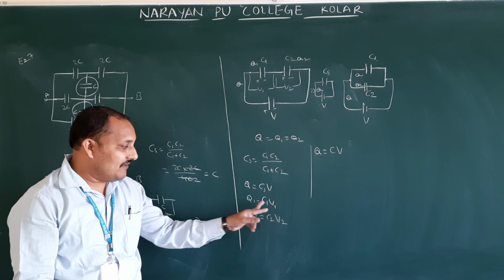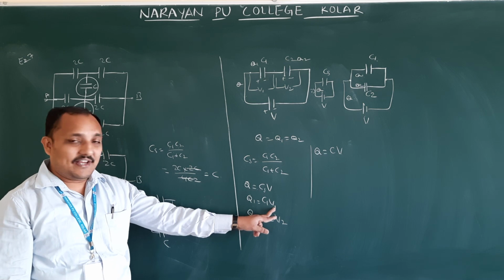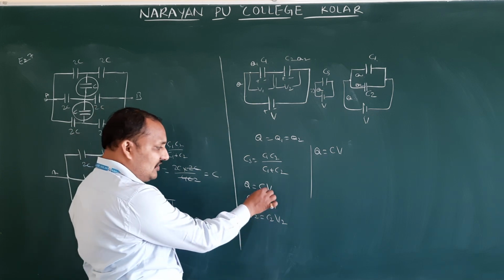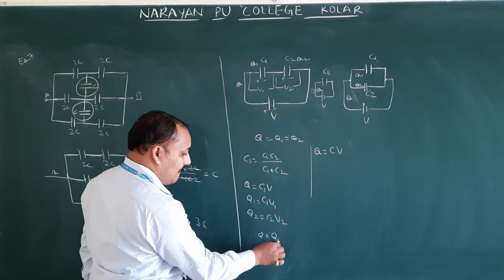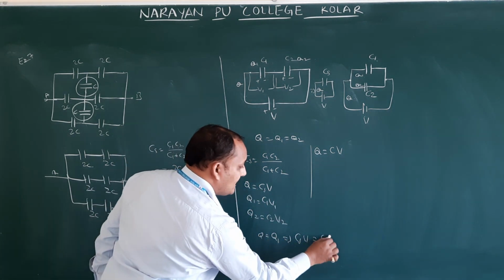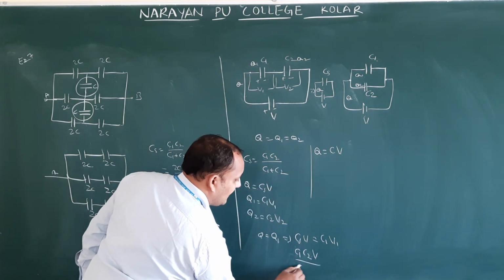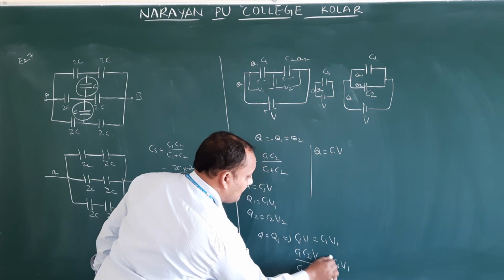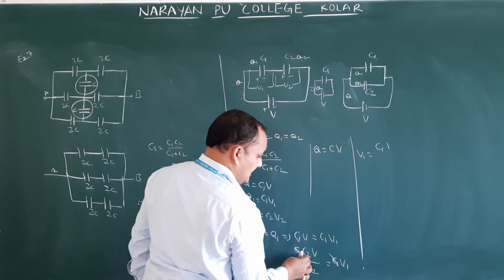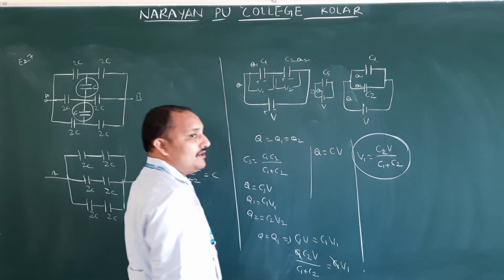Now we should find V1 and Q1. If you know V1 you can find Q1. How will we find V1? Because in the given, they will give this V. So equate Q1 and Q1. Q value is CSV, Q1 value is C1 V1. What is CS we got? C1 C2 V by C1 plus C2, and C1. One C1 will be cancelled. Then what you got? V1 is equal to C2 V by C1 plus C2. This formula you should remember.